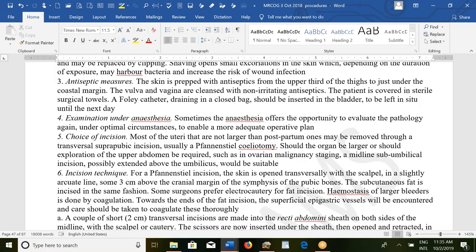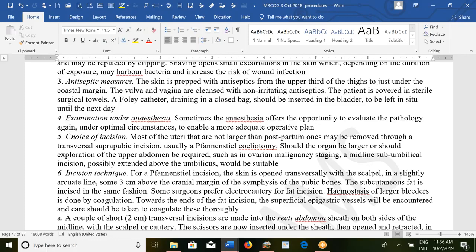So then, choice of incision. Most of the uteri that are not longer than postpartum ones may be removed through the transverse suprapubic incision. Like if they are up to 12 weeks, 13 weeks, they can be taken out from the transverse incision. So usually a fenestrial incision is given. And if the organ is larger, then you will have to give midline subumbilical incision, and possibly extended above the umbilicus, it would be suitable if the size is larger.